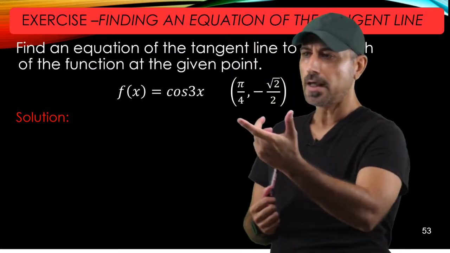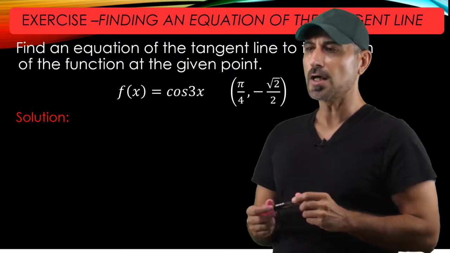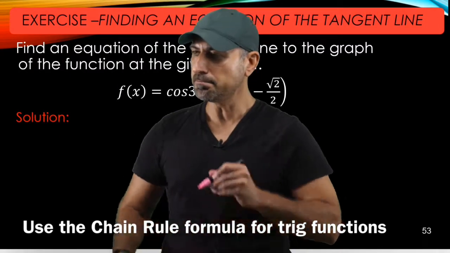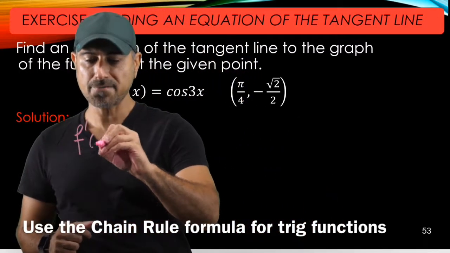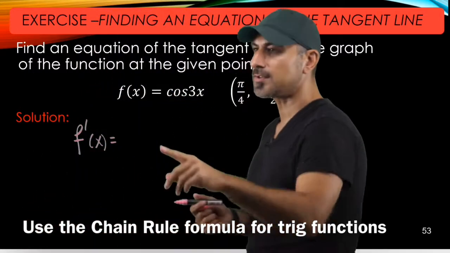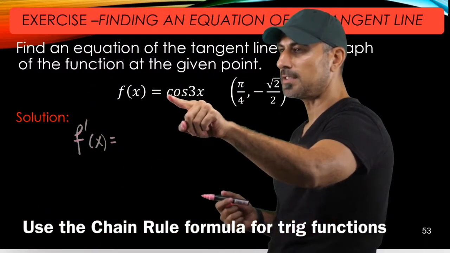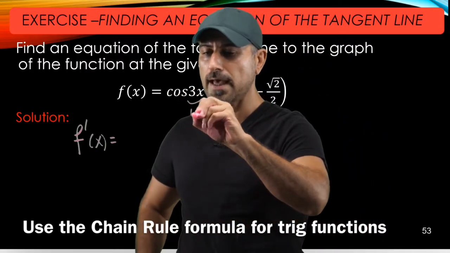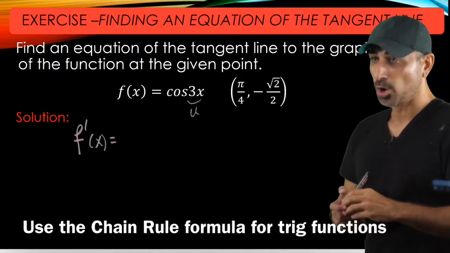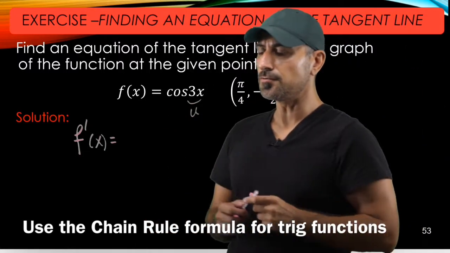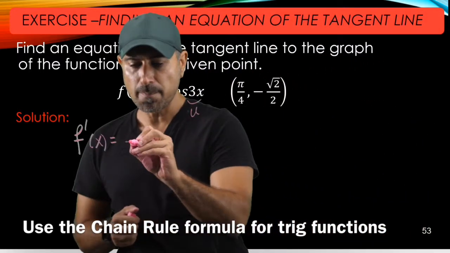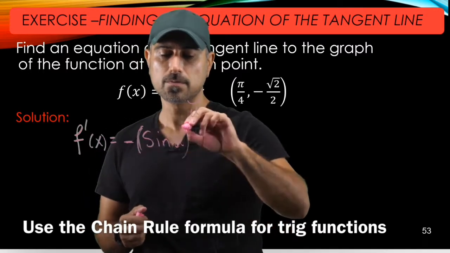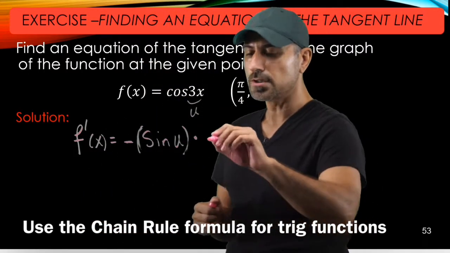Once we have the slope and we have the point provided to us, we're going to write down the point slope form of the tangent line. All right, the next step is to find f prime. But f is written as cosine of 3x, so you can take this as like cosine of u. And in this section, we just derived the formula for taking the derivative of cosine of u, and that was minus sine u times the derivative of u.